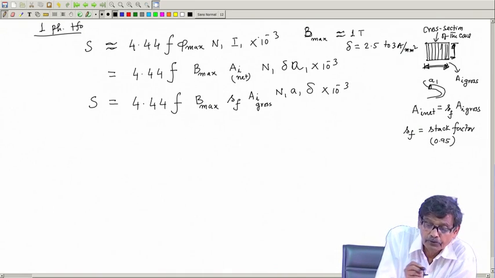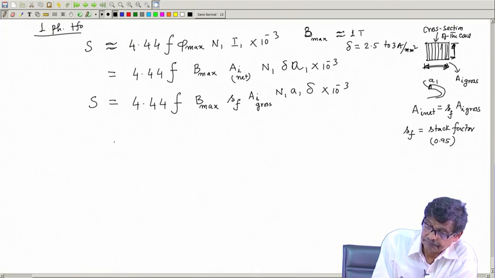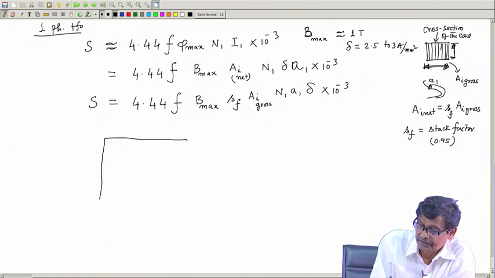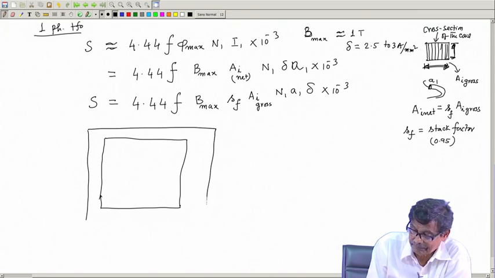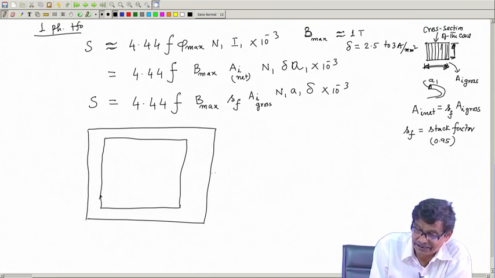Now, you look at this sectional view of the transformer core and this one. I am sorry, these two are the same width. Okay, I will make it correct.